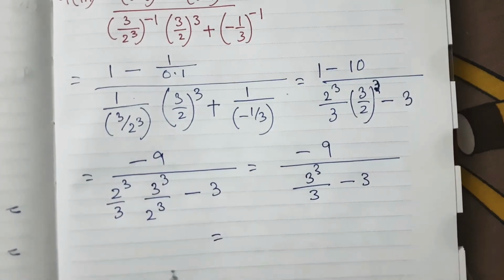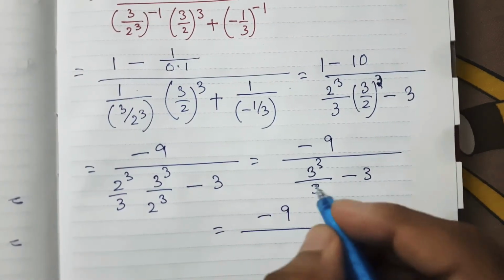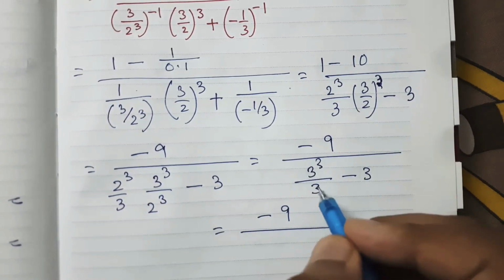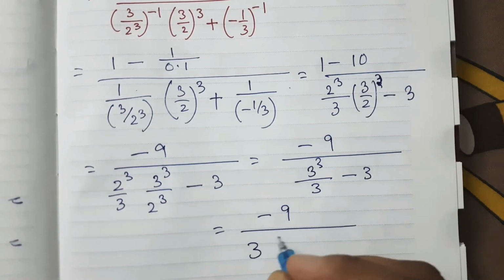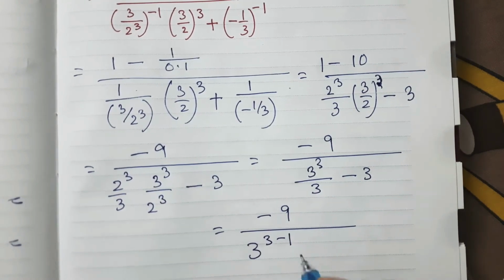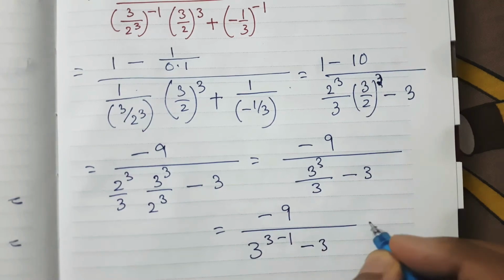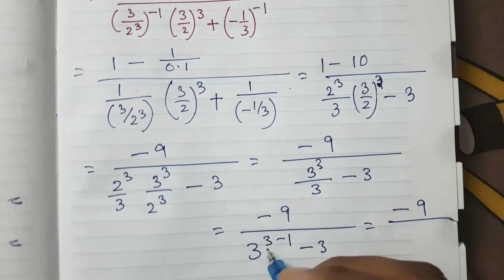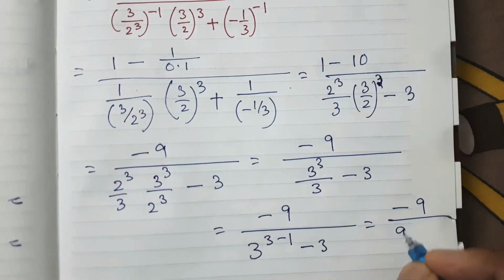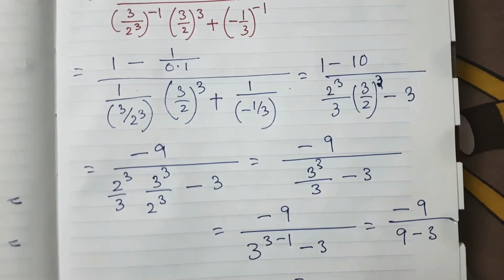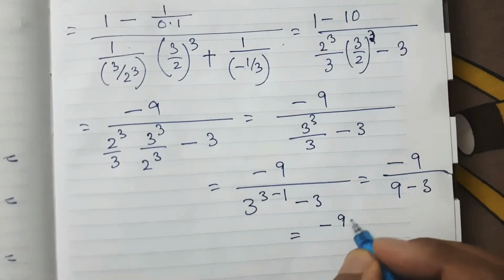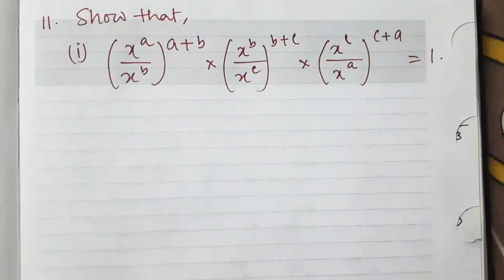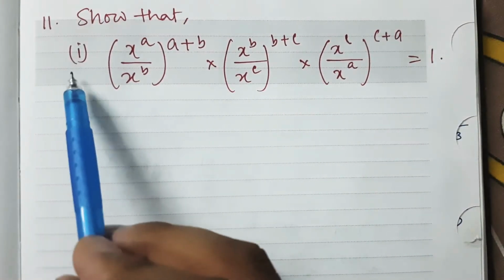Okay. Now it is minus 9, and then here base are same and exponents are different and division is there in between these two terms. So 3 to the power 3 minus 1, it is formula number 5. So finally we are getting 3 square. 3 to the power 3 minus 1 means 3 square. 3 square is 9 minus 3. So it is minus 9 by 6 minus 3 by 2. That's the answer. So this is problem number 11. So see part 1.